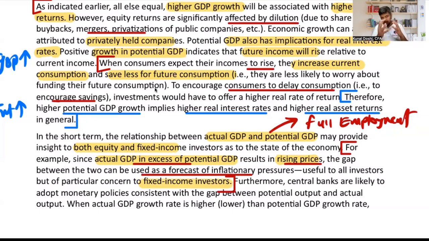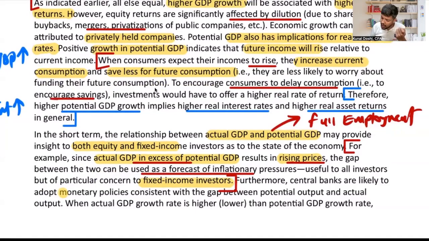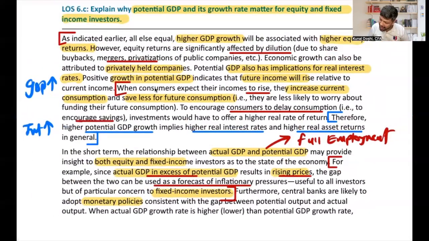So you can see the connection of the potential GDP with actual GDP, and how that translates into the returns of equity and bonds. Furthermore, the central banks will adopt monetary policies to cool down inflation, and they will do what? They will raise the interest rates, and when interest rates are high, fixed income returns suffer. So when the actual GDP growth rate is higher than potential GDP, what should the central banks do? They are more worried about inflation, isn't it? Correct. And therefore, they will increase the interest rates. They will be more restrictive.